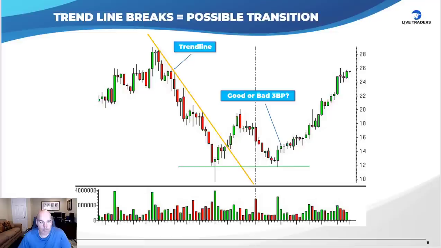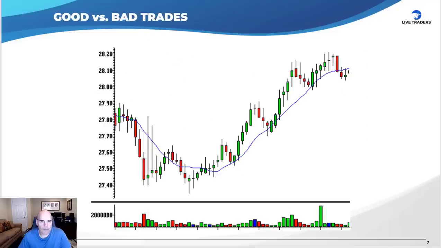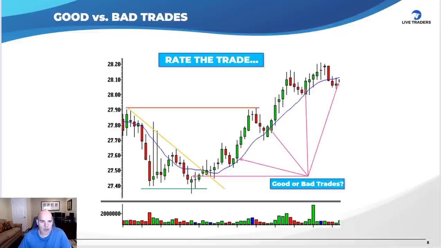Now, let's move on. Some of you may have seen this before. It's been a long while since I've brought this chart back up, okay? So we're going to take a look at this chart, but a little bit differently.